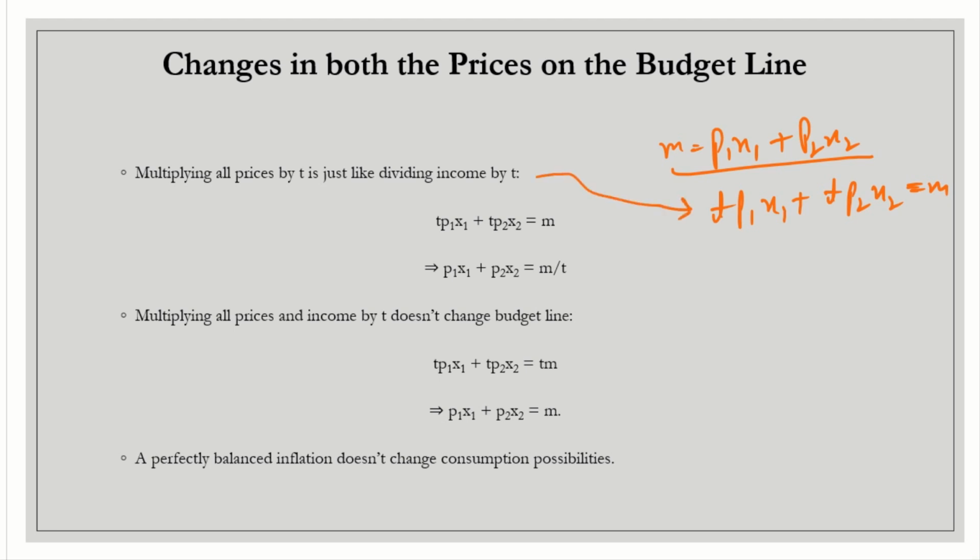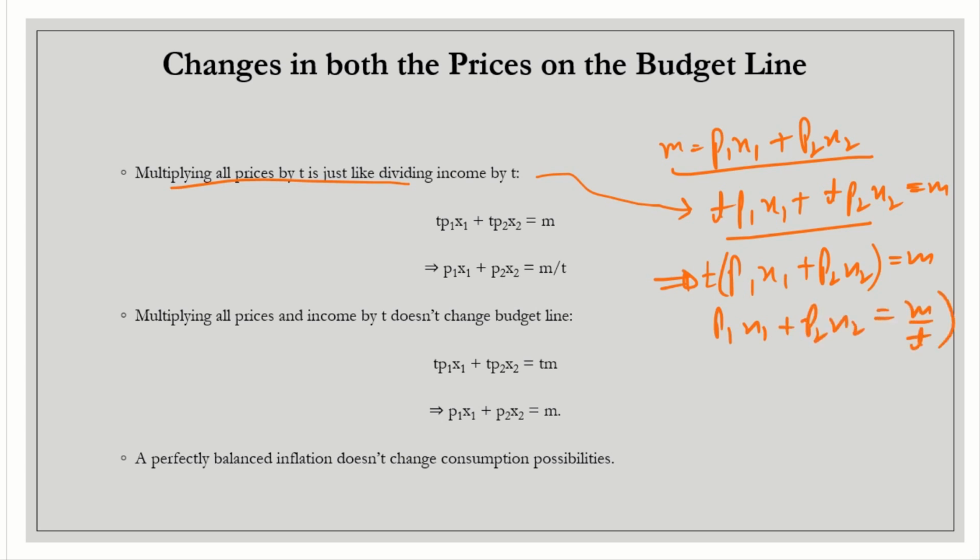I am applying this condition, so by this I get this. This further implies that I can write P1 x1 plus P2 x2 and take out the T common, equal to M. So P1 x1 plus P2 x2 equals M upon T, which is exactly this. So this is what it's stating.